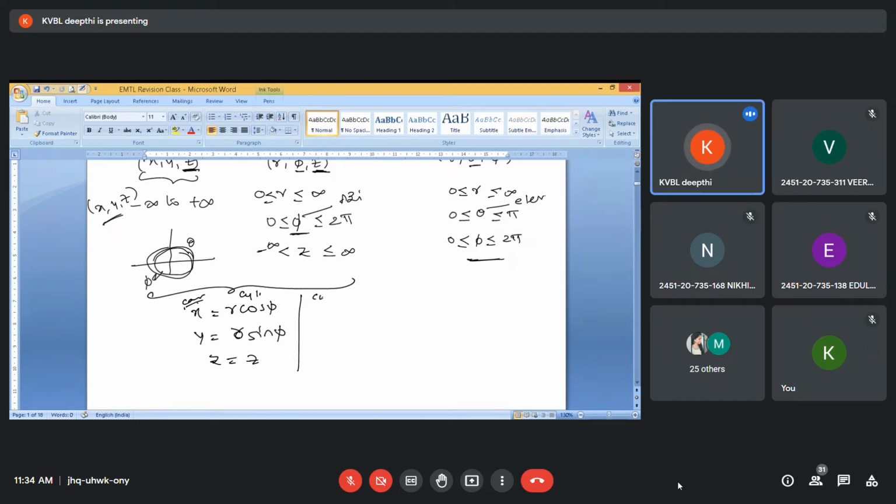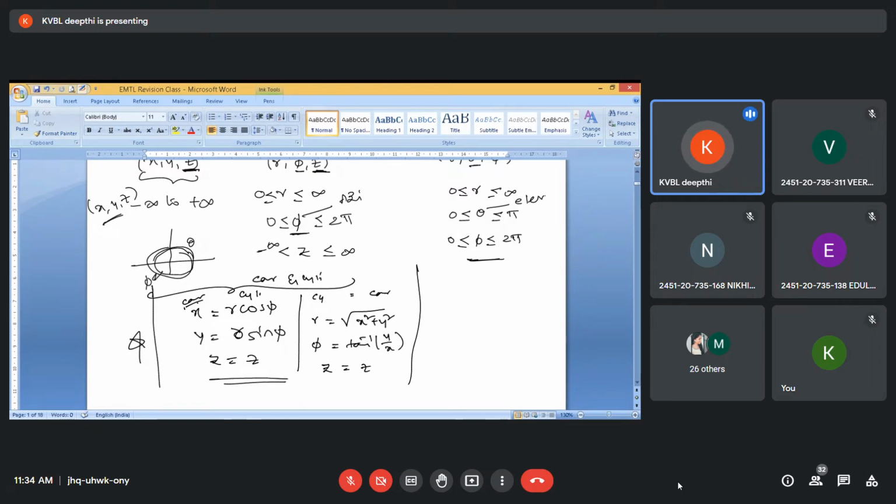If they are asking us to find out the cylindrical, when they are giving the Cartesian, how will they write it? R is equal to root of x square plus y square. Then phi is given by tan inverse of y by x, and then z is equal to z here also. So these are the important formulas, or this is the relation which is showing the relation between the Cartesian and the cylindrical coordinate system. So remember all these formulas that I am writing now.